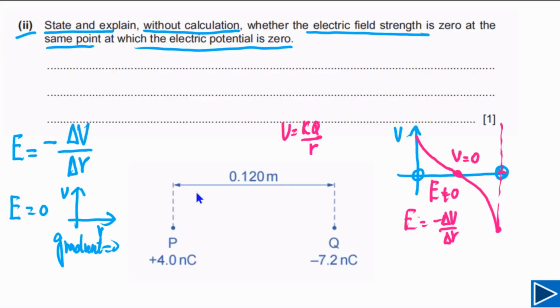Now let's try to answer this question based on the electric field concept. We will look at that certain point again, and at that point we have discussed that potential is equal to 0.